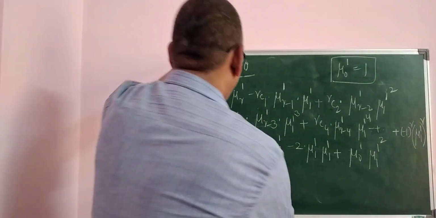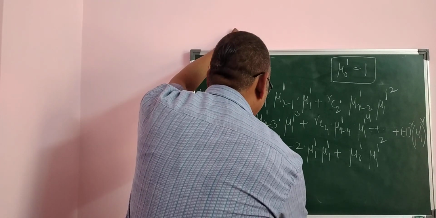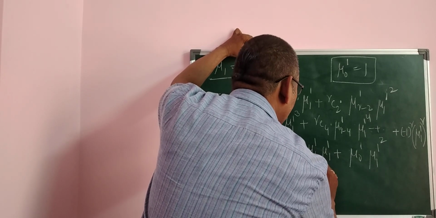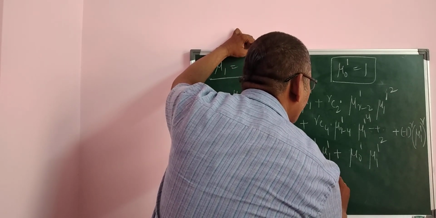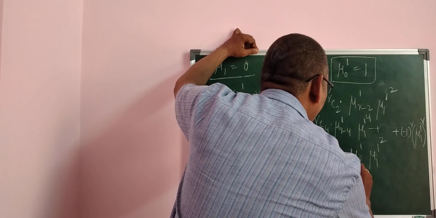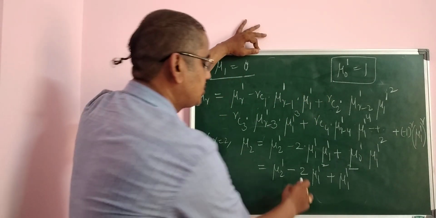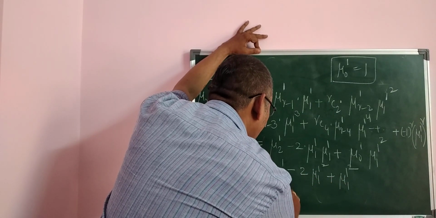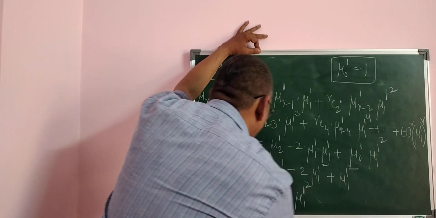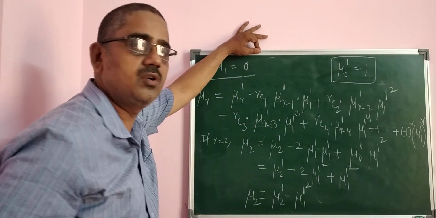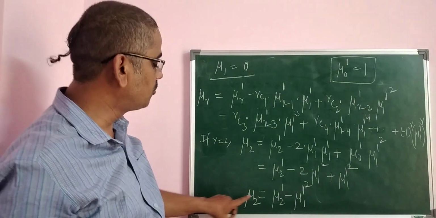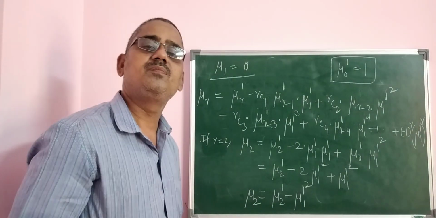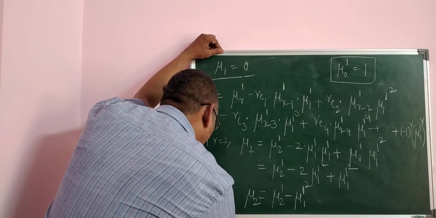So I am writing at the end, it is mu 2 dash minus 2 into mu 1 dash into mu 1 dash, that is mu 1 dash square, plus this is also mu 1 dash square. So this is minus 2 mu 1 dash square plus mu 1 dash square. The answer is mu 2 dash minus mu 1 dash square. That is the formula of mu 2. Do you understand this? Mu 2 is equal to mu 2 dash minus mu 1 dash square. This is the formula of mu 2, also called the variance.